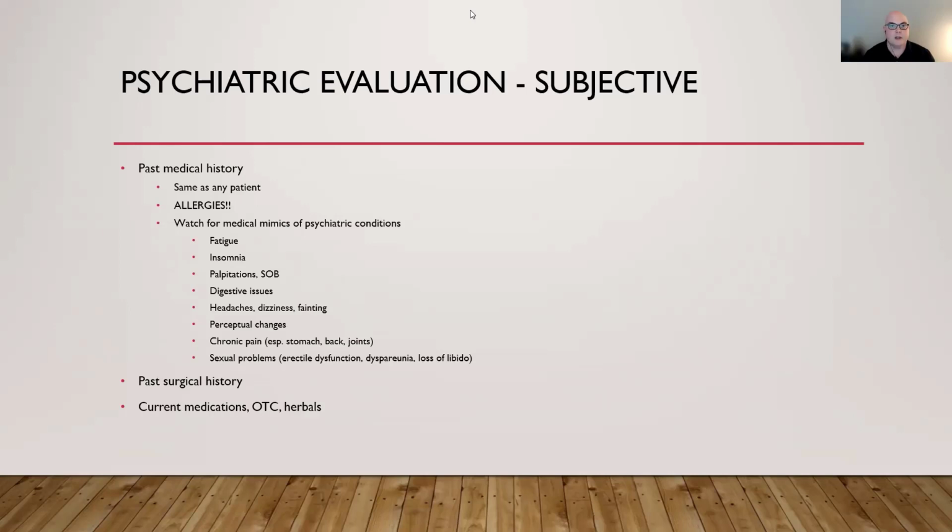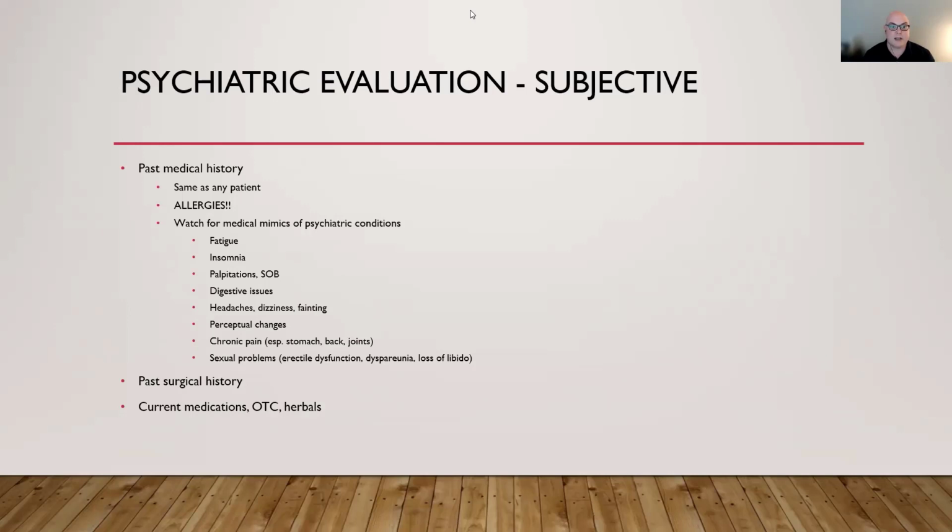psychiatric conditions. So do they report fatigue, insomnia, either difficulty falling asleep, waking up too soon, waking up during the night? Are they having shortness of breath or palpitations? Of course, we want to rule out medical causes of those. That could be a respiratory or cardiac issue or a circulatory issue, but these will often be a medical mimic of a psychiatric condition. So you want to be very aware of these.